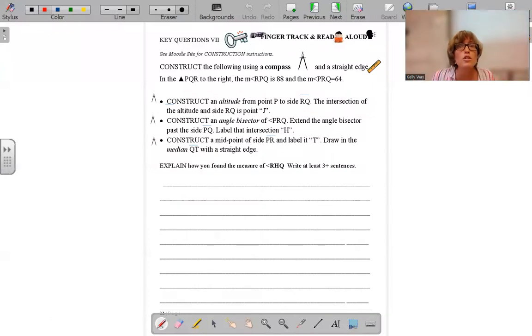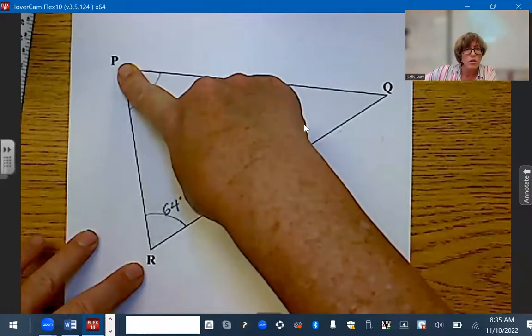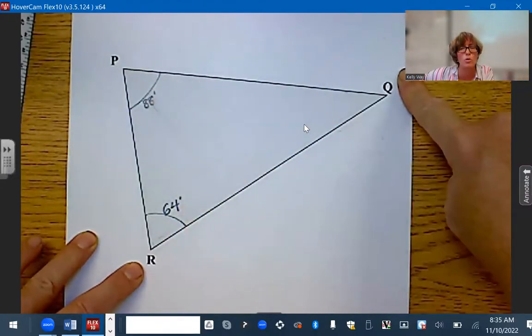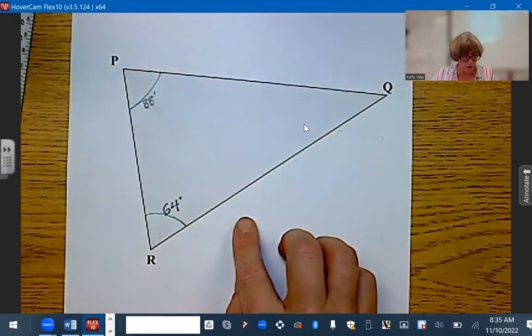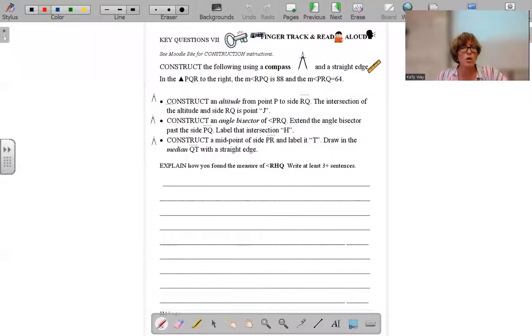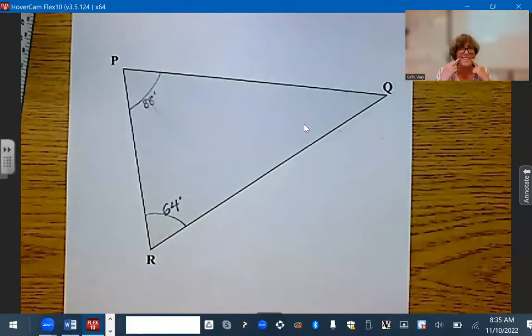Construction number one says construct an altitude from point P, as in Paul, to side RQ. And the intersection with RQ is point J. So from P to RQ is going to be an altitude. An altitude, by definition, goes from a corner to a right angle. So this is a smiley dimple construction.